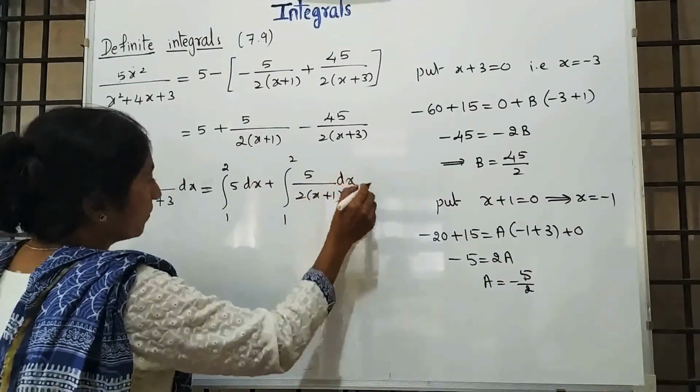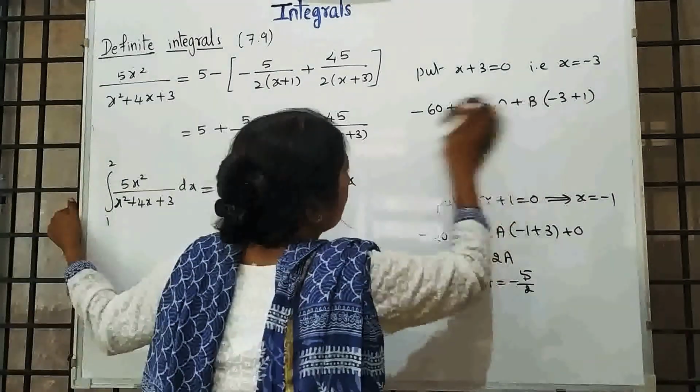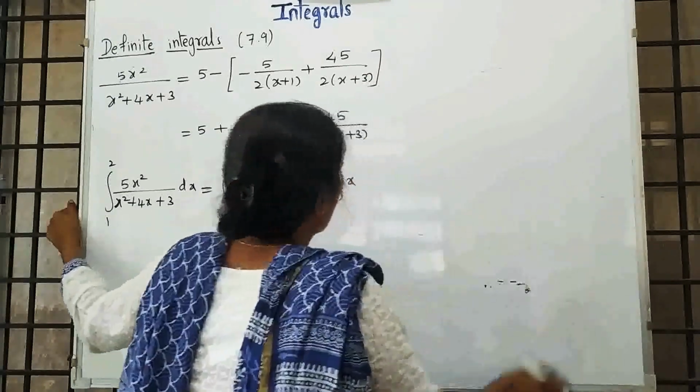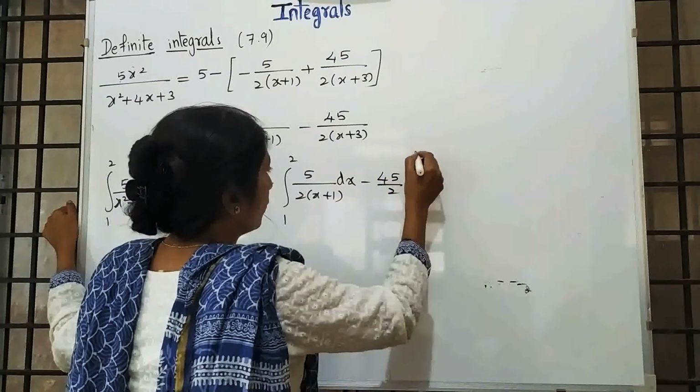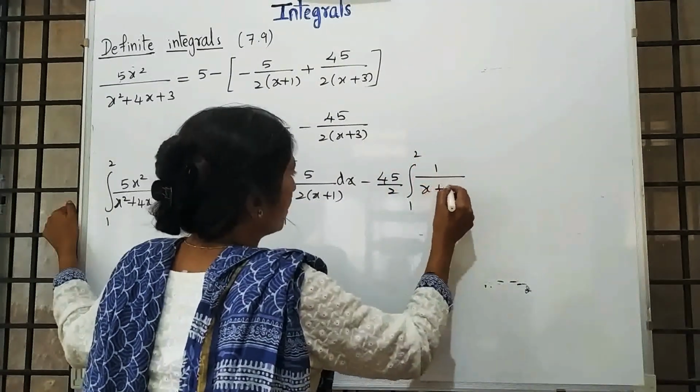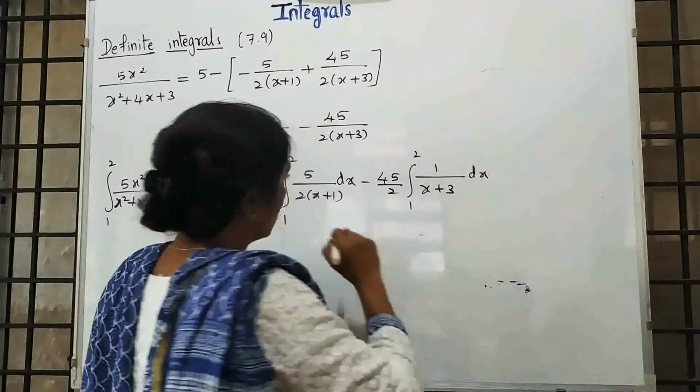minus 45/2 times the integral from 1 to 2 of 1 upon (x + 3) dx. Yes, solve this.